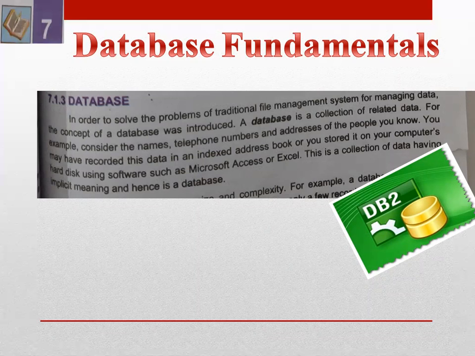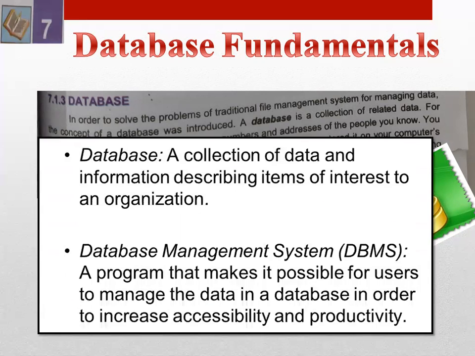For example, consider the names, telephone numbers, and addresses of the people you know. You may have recorded this data in an address book, or you stored it on your computer's hard disk using software such as Microsoft Access or Excel. This is a collection of data having implicit meaning, and this is a database. A database can be of any size and complexity. For example, a database of names and telephone numbers of your friends may have only a few records.